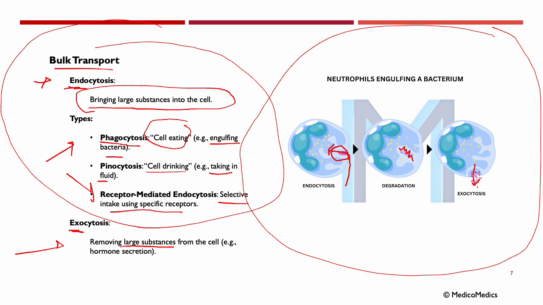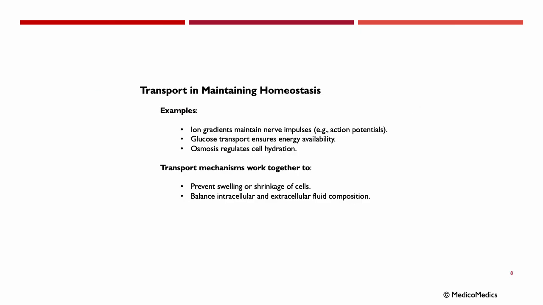So, how does transport maintain balance in the cell? Let's summarize. So, transport in maintaining homeostasis. Examples: ion gradients maintain nerve impulses, for example, action potentials. Glucose transport ensures energy availability. Osmosis regulates cell hydration.